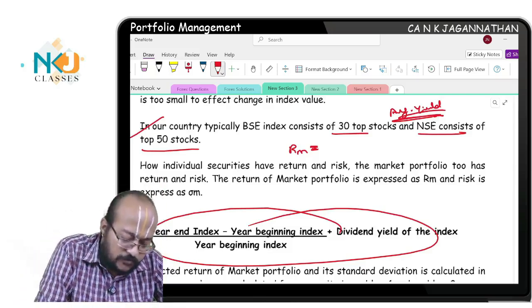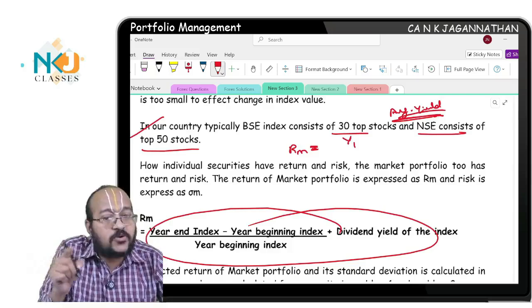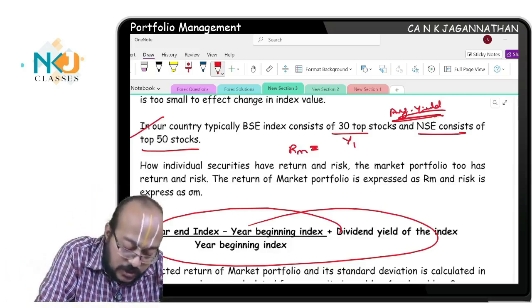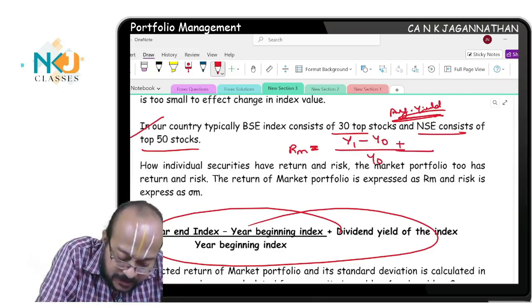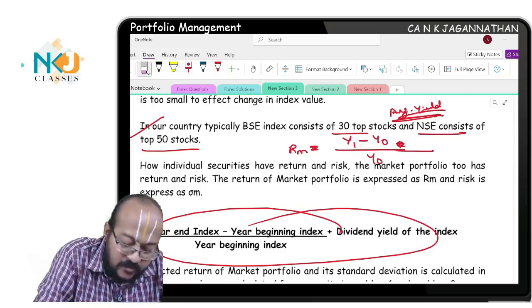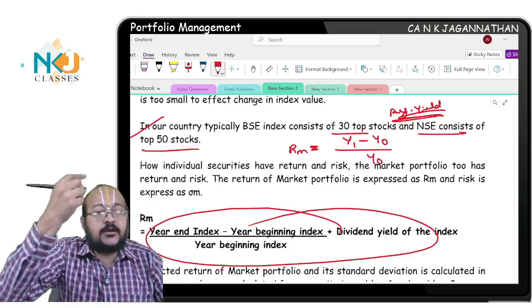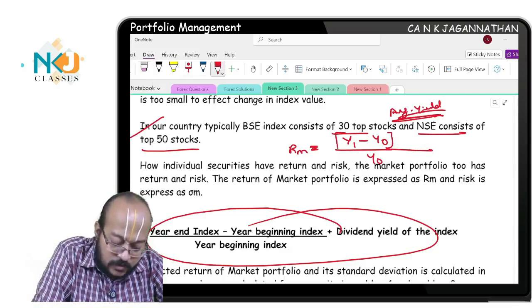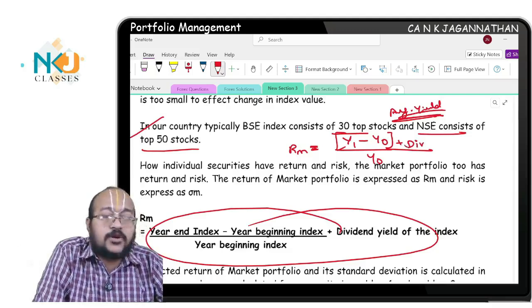So the return of the market is nothing but P1 minus P0 divided by P0, plus D divided by P0, is there, na? Same way here also, year 1 index minus year 0 index divided by year 0 index, apart from that, plus dividend yield. If dividend is given individually, in the initial introduction phase I told you, year 1 P1 minus P0 plus dividend. This is in amount terms, you consider it in the numerator.